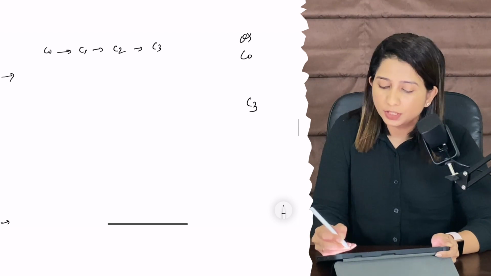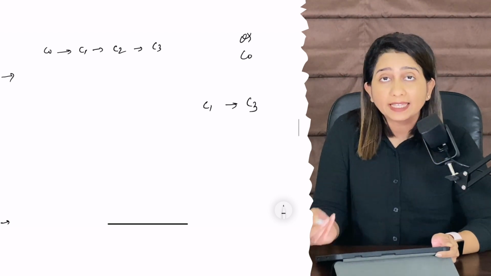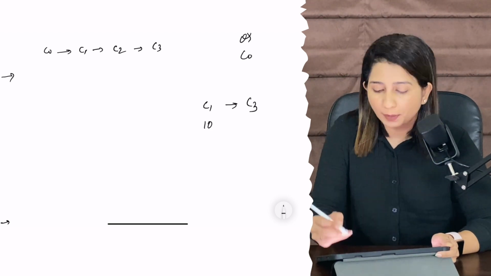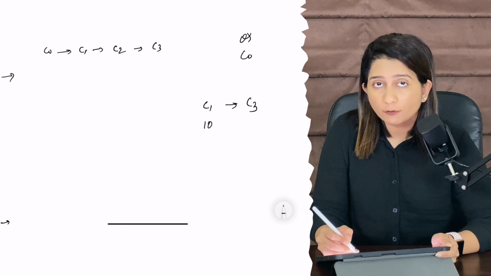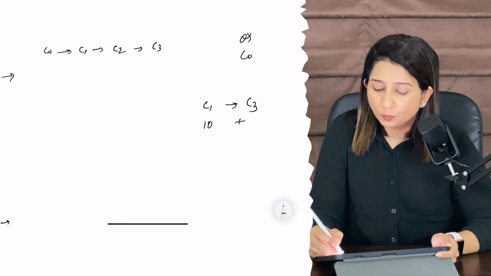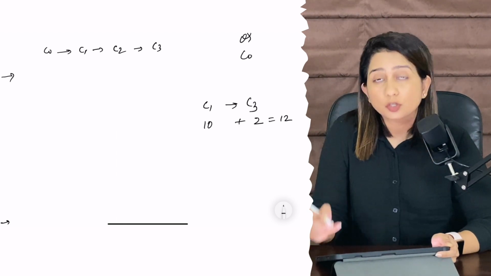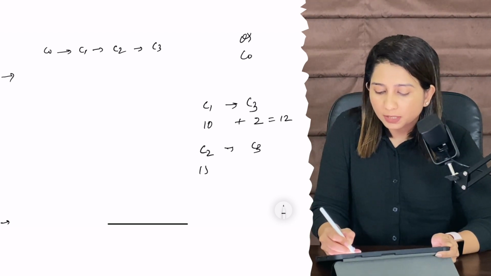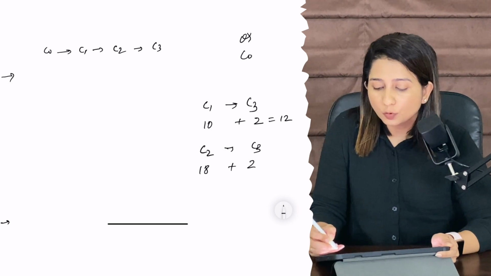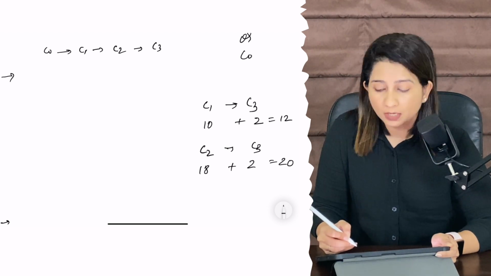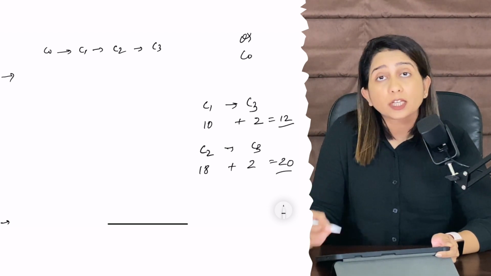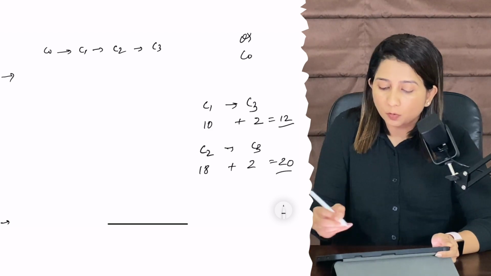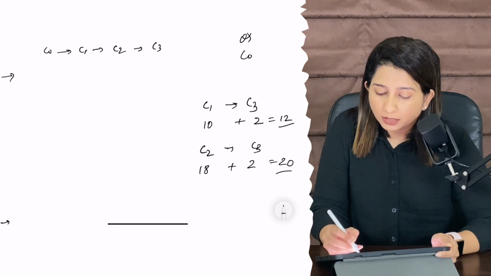Let's say that you have reached C3 from C1. In that case, the penalty that you would have paid would be, at C1 you would have paid 10 and at C3 you paid 2, and the answer is 12. If you reached C3 from C2, then you would have paid penalty 18 at C2 and then 2 at C3, so 20. These are the two penalties that you could have paid at C3. Now, let's say that you have taken this path.